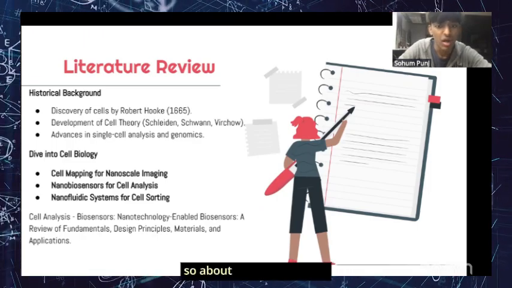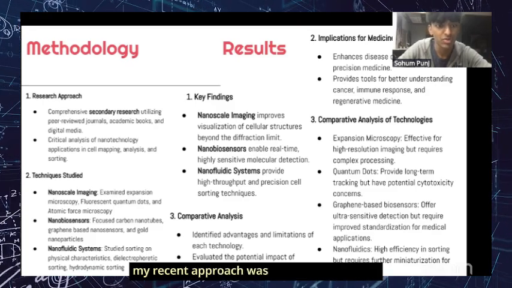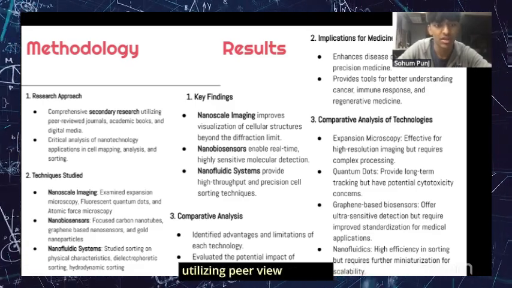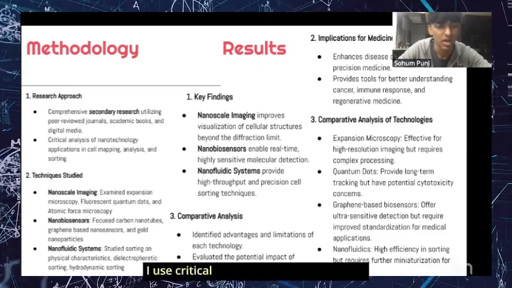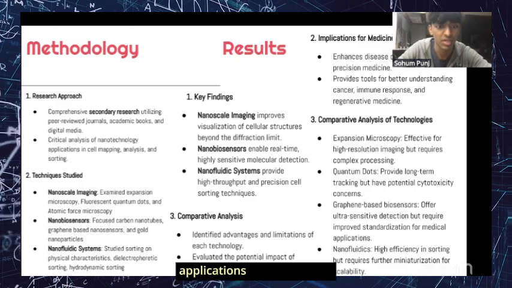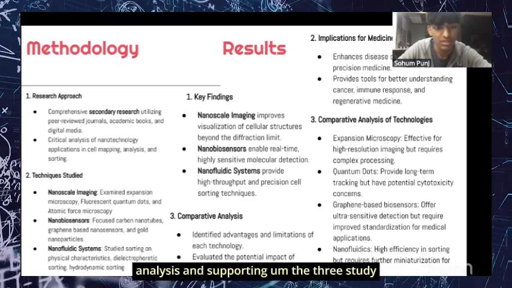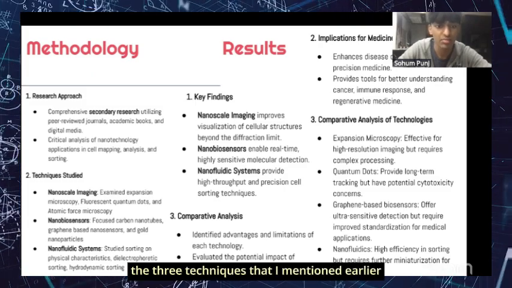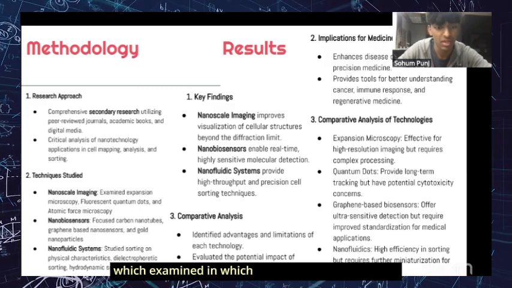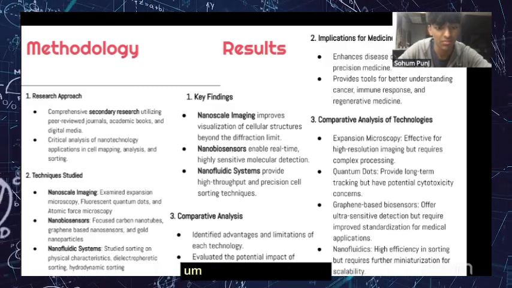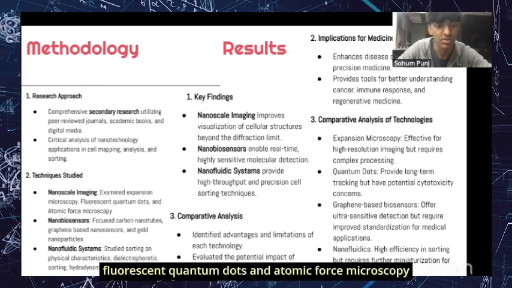So about my methodology, my research approach was secondary research utilizing peer-reviewed journals, academic books, and digital media. I used critical analysis of nanotechnology applications in cell mapping, analysis, and sorting. The three techniques that I mentioned earlier that I studied are nanoscale imaging, in which I examined expansion microscopy, fluorescent quantum dots, and atomic force microscopy.